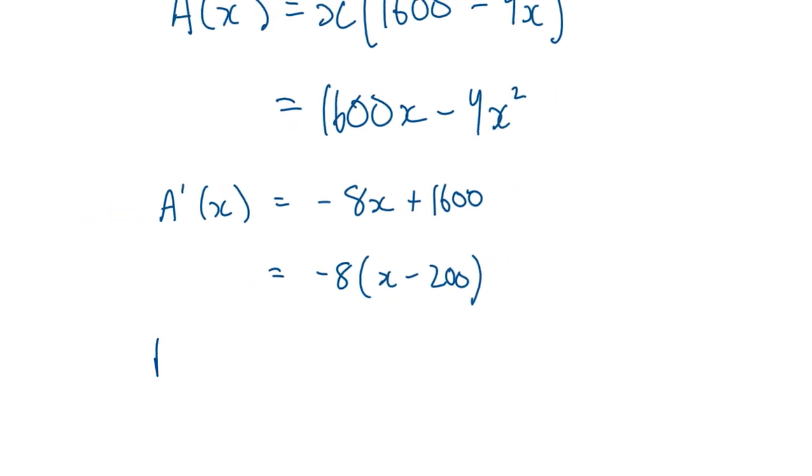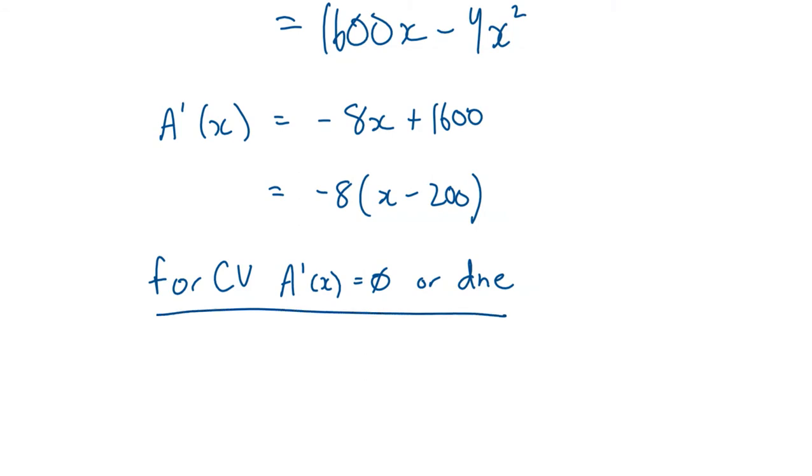Okay, now for critical values, A prime equals 0 or does not exist. What's something that we know about A prime? It exists at all x values. Very nice. It's a polynomial, so it exists everywhere. And this is what I've been saying since the beginning of the unit: in these word problems, you need to make this statement every single time. Sometimes it will have places where it does not exist, so don't just always say it exactly the same. But if it exists everywhere, you have to state that, okay?